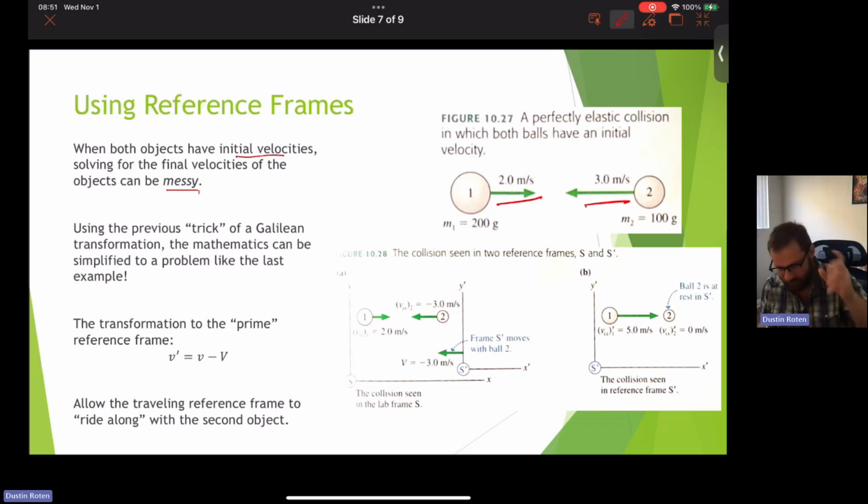So remember that the transformation goes from the lab frame, the stationary frame, into the prime reference frame. And we do that right here. Remember that little v is the lab speed. So we're sitting here still. We see the speeds of the ball. This is the lab frame. Now big V is the moving frame. If we're going to shift all these velocities to be riding along in a moving frame, what is the speed of that frame?